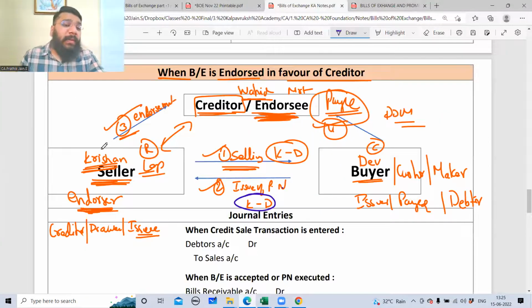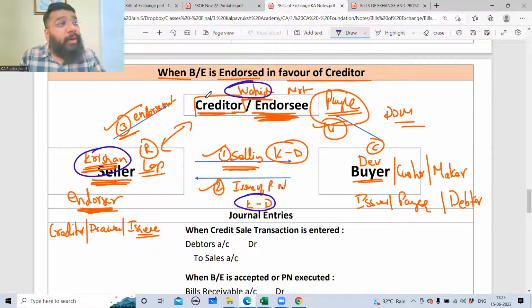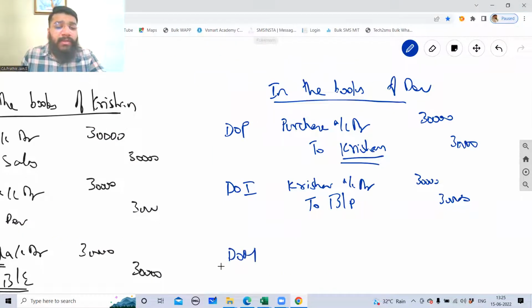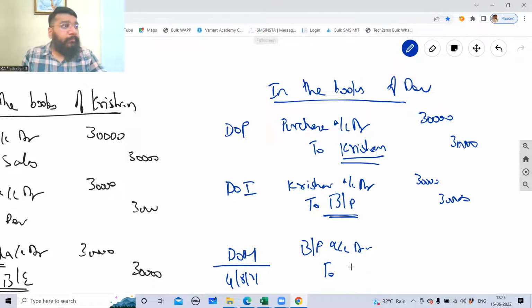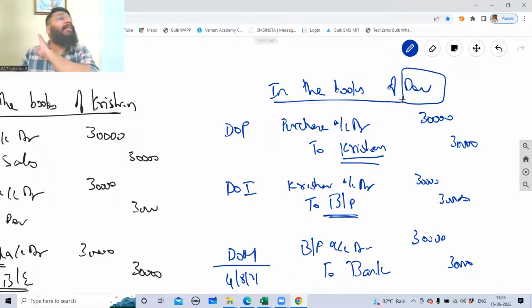Now guys, the third transaction is happening between Krishan and Wahid. Will Dev record it in his books of accounts? Not required. Fourth transaction, that is on the date of maturity, settlement is happening. So the date of maturity, what is the date? 4th August 21. On the date of maturity, Dev is settling the liability, so we need to cancel the liability. Bills payable account debit to cash or bank. We are making the payment, boss. 30,000. Now, Wahid will not come because in Dev's books of accounts, Wahid doesn't exist.